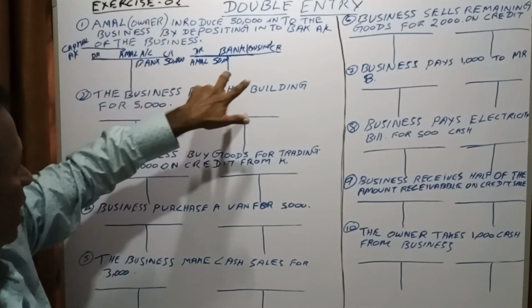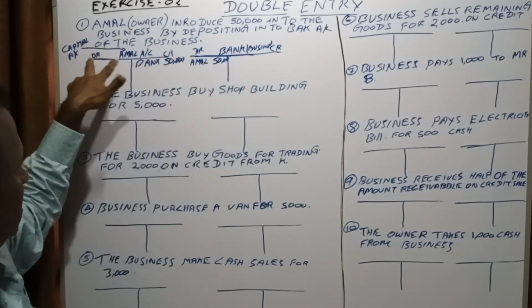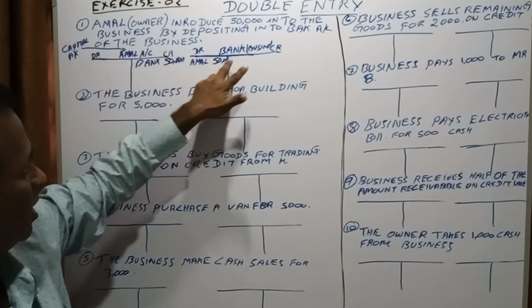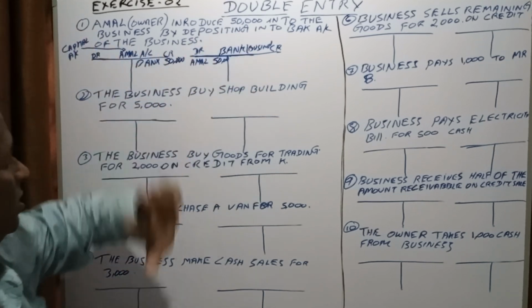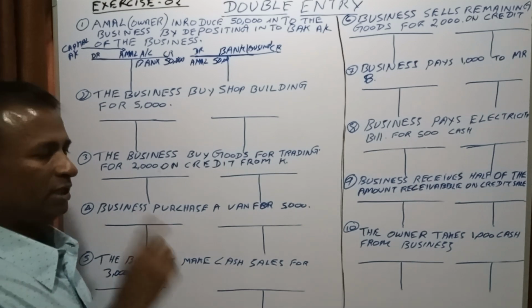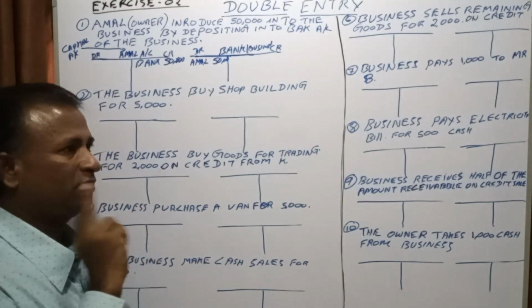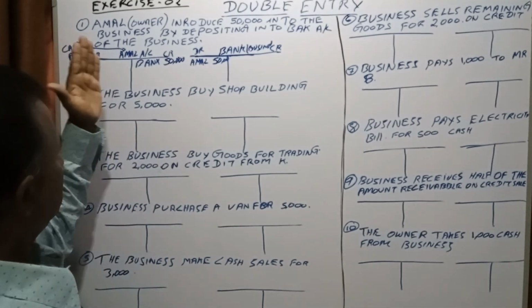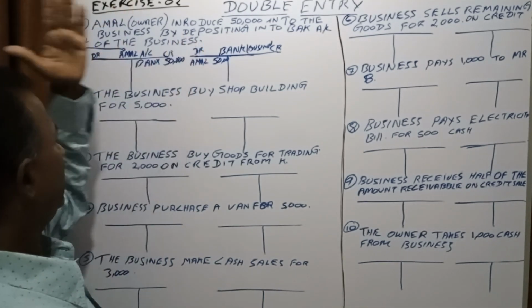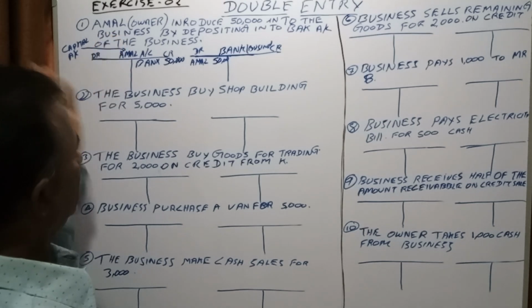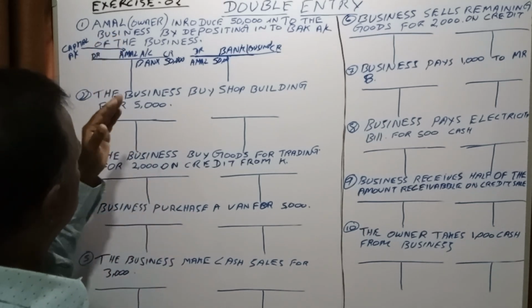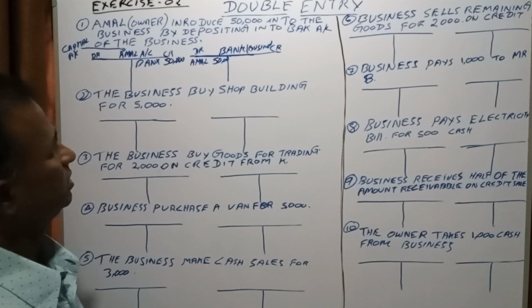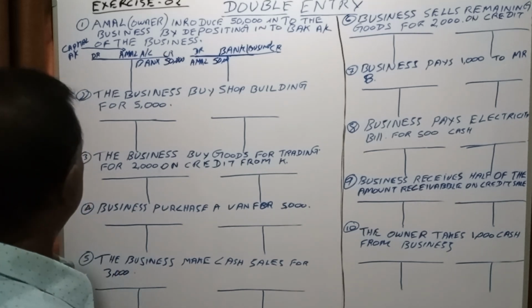So Amal, the owner, introduces 50,000 to the business by depositing into the bank account of the business. The affected accounts are, one is Amal's account and another one is the bank account. Each and every transaction will have two effects, that means debit and credit. Here we are debiting the bank and crediting Amal's account. So this is the first double entry for the first adjustment.